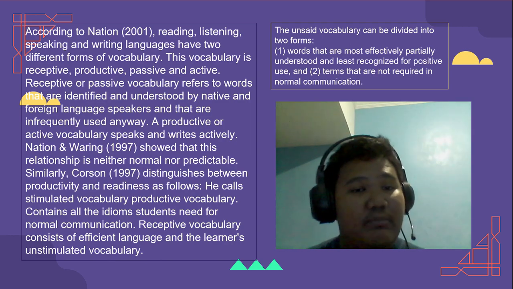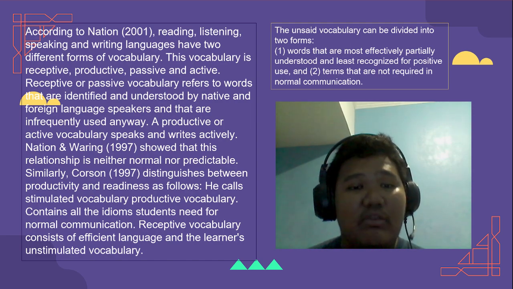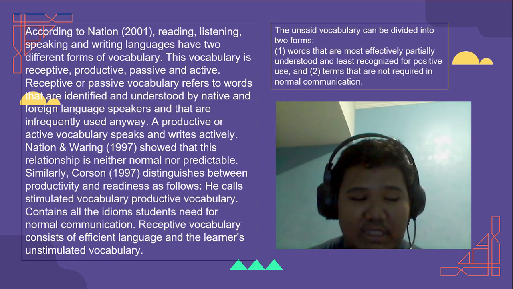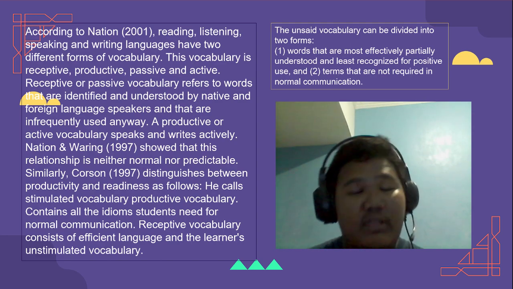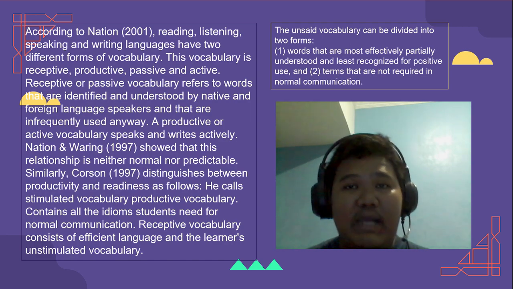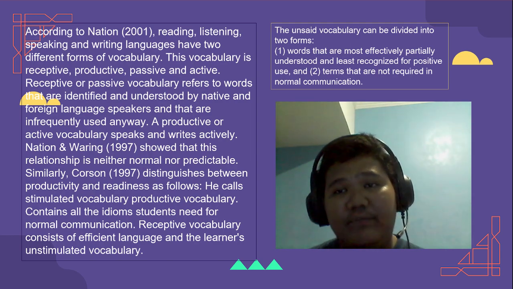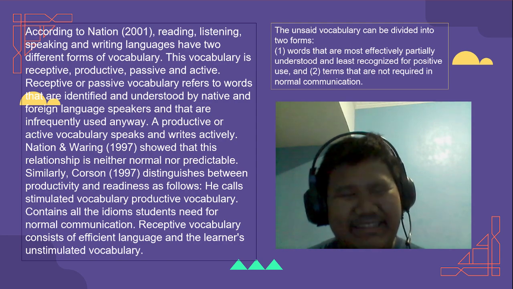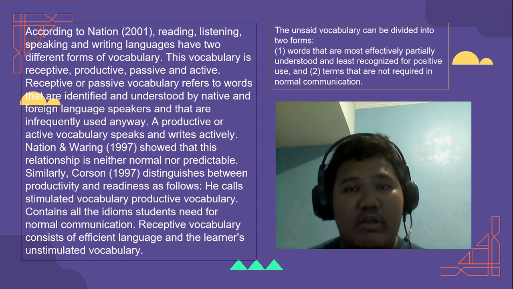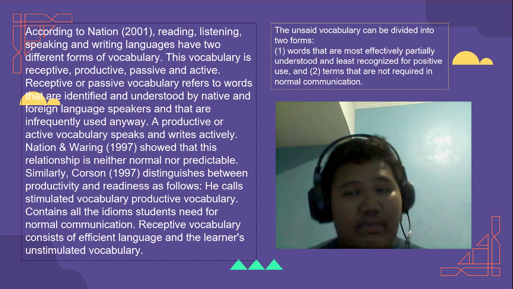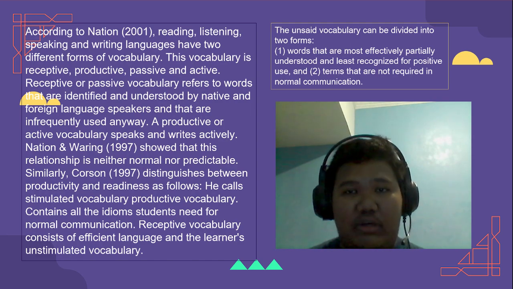Because stimulative vocabulary, productive vocabulary contains all the idioms students need for normal communication. Receptive vocabulary consists of essential language and the learner's unstimulated vocabulary. The unsafe vocabulary can be divided into two forms. The first one is words that are most effectively partially understood and these are recognized for positive use. And two, terms that are not required in normal communication.